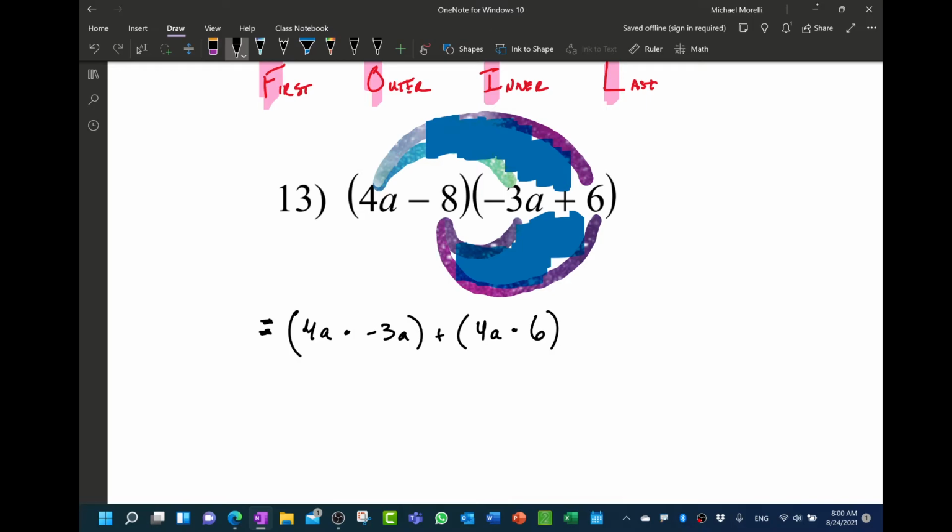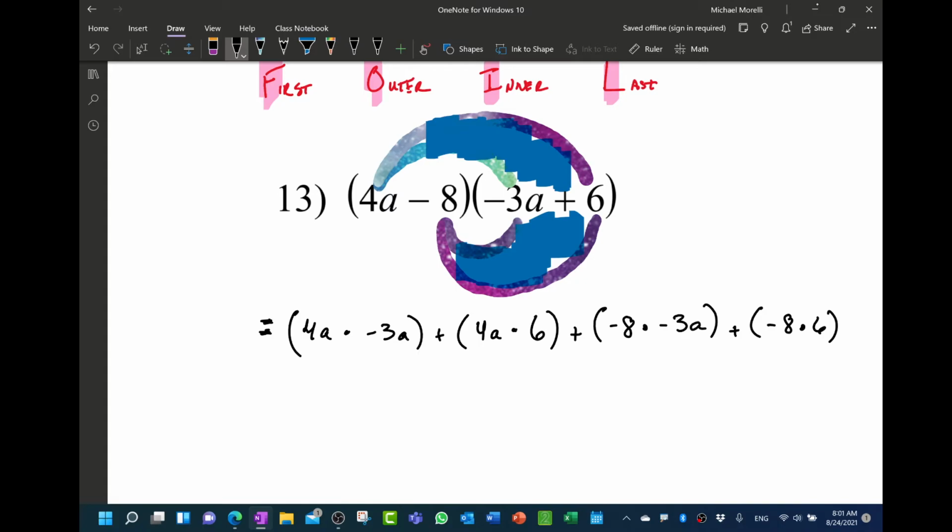Now put a plus sign. Inner times inner, negative 8 times negative 3a. So in parentheses, negative 8 times negative 3a. And then last times last, negative 8 times positive 6. Negative 8 times 6, right? So this intermediate step is probably something that you haven't done too many times, but I want you to do it because I want to see this. This is where all the mistakes happen. And so the more you show me of this, the more I can help you.